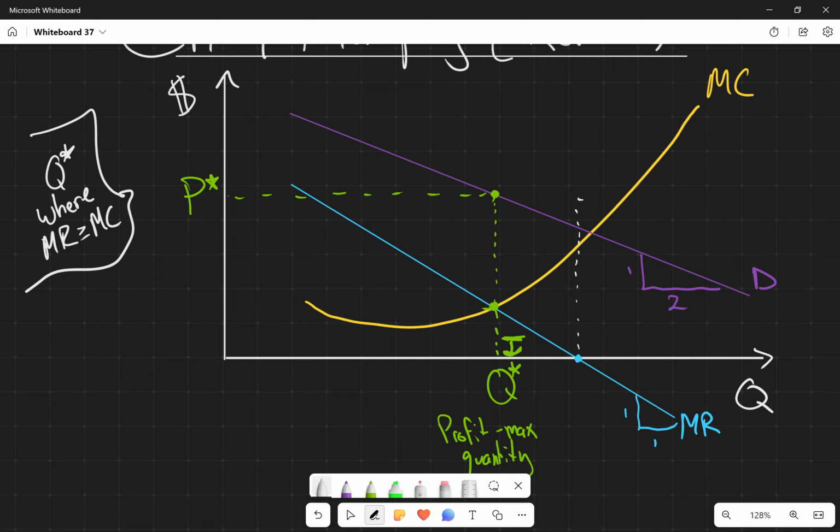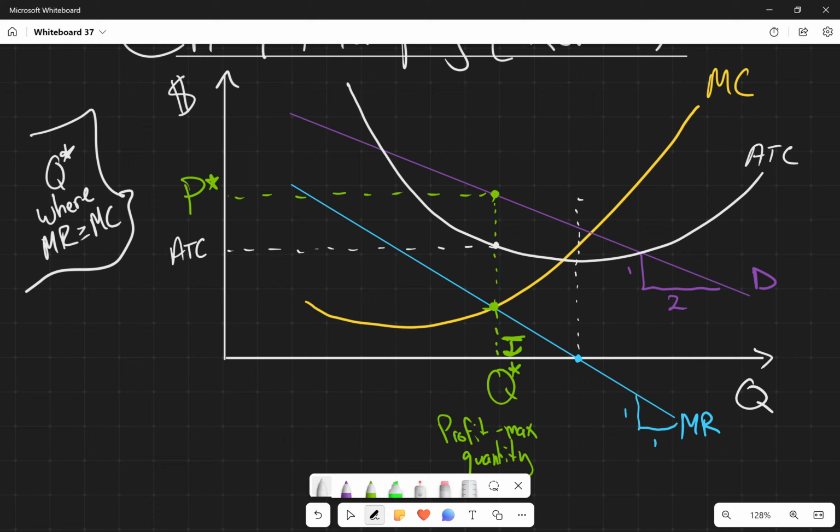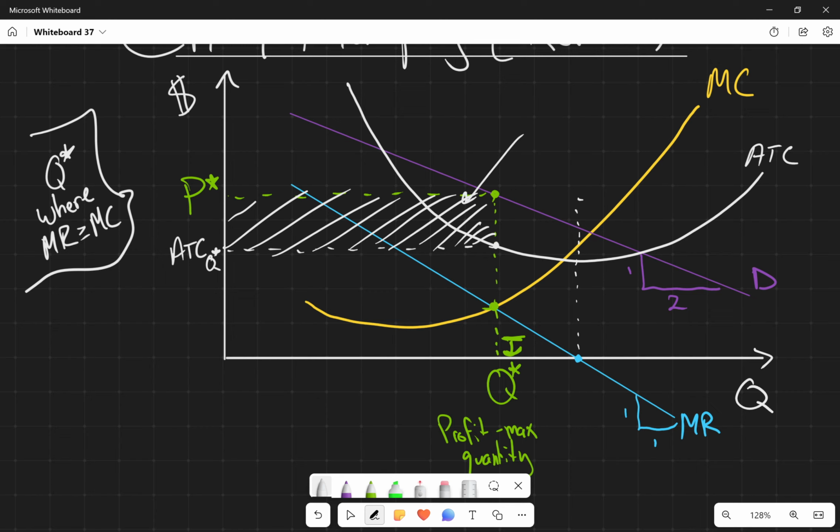And then the last part of this situation is talking about our average total costs. The reason why we need our average total cost is so that we can figure out what the profit rectangle is. This is my average total cost at Q star. And so this whole thing is going to be my abnormal economic profits that monopolists get to enjoy.